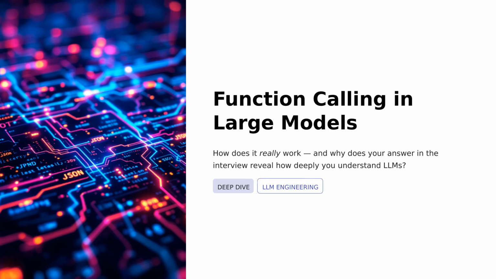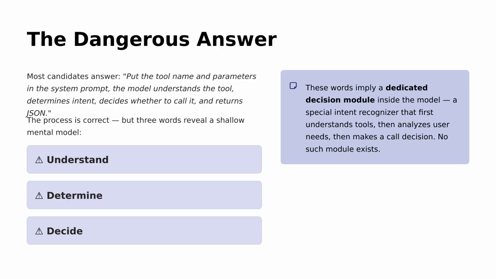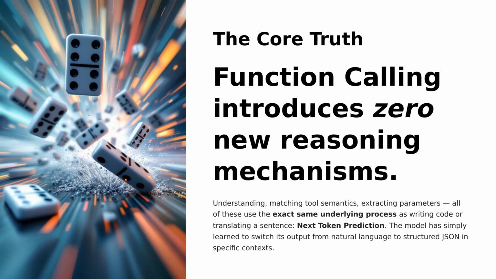on this complex subject. Let's discuss the common misconception about how models handle tools and system prompts. While many believe that you simply input the tool name and parameters, thinking the model understands, determines, and decides actions like a human would, that's misleading. These words suggest a specific decision-making module exists within the model. In reality, there's no specialized intent recognizer. The process is more integrated and less about discrete decision points.